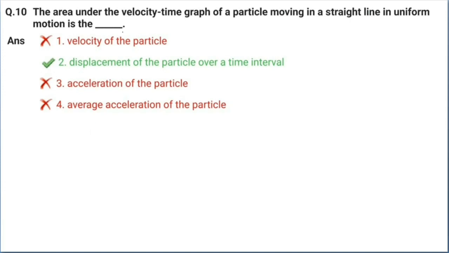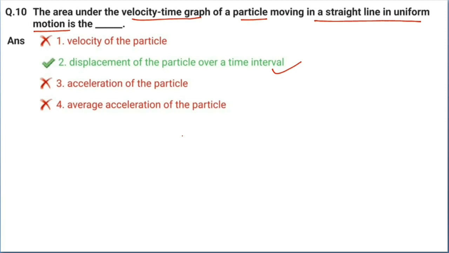Okay. Now the last question for today. The area under the velocity time graph of a particle moving in a straight line in uniform motion. Here the question is asked as the area under the VT graph. So the area gives what? Velocity, displacement? Already this graph is a velocity time graph, so velocity is not possible. Second option, displacement of the particle over a time interval. Yes, this is correct.